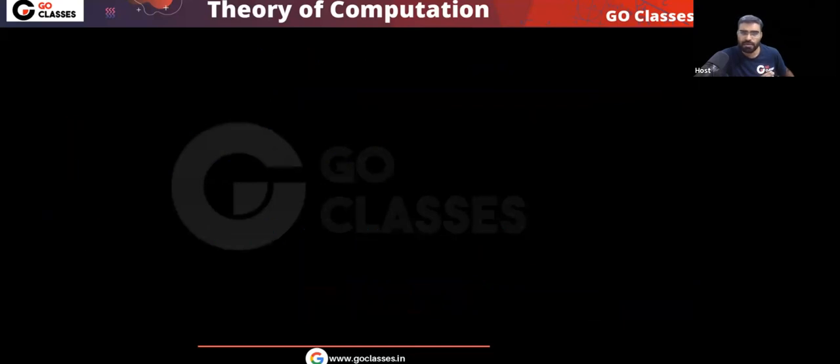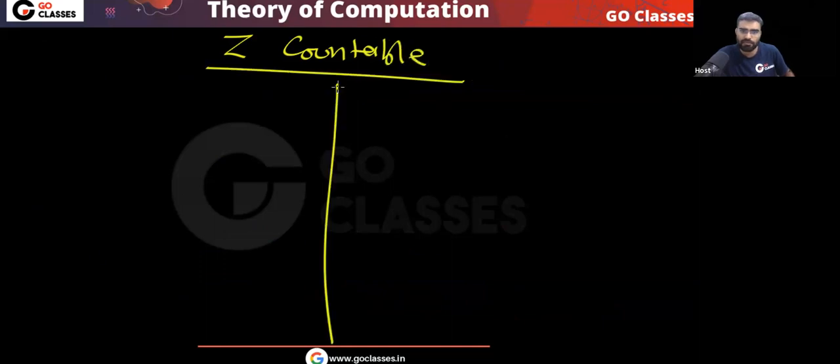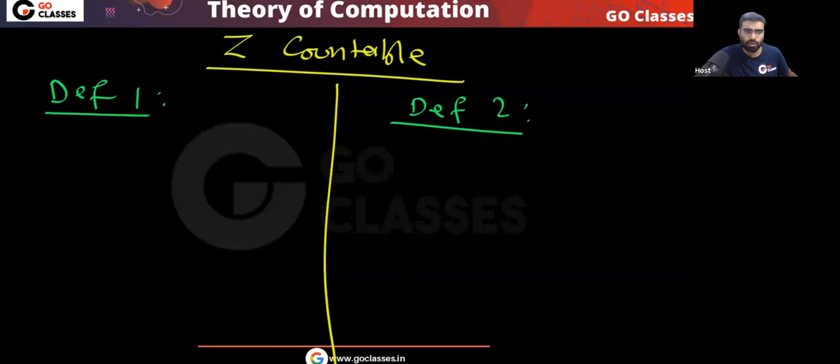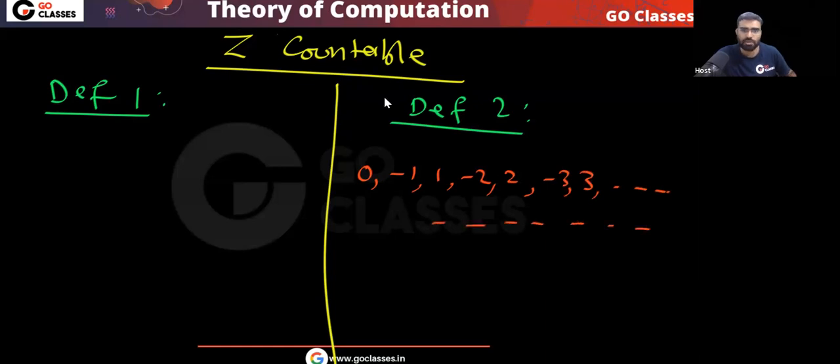If you remember, using definition 1, how will you prove this Z is countable? Which is easier? Definition 1 or definition 2? See, in the definition 2, you just have to give a sequence. This sequence you can give.